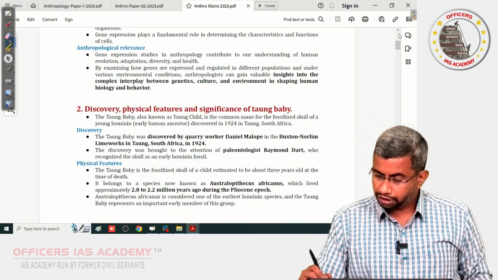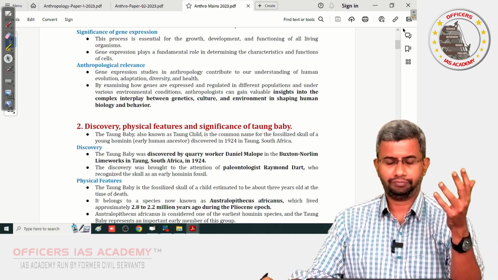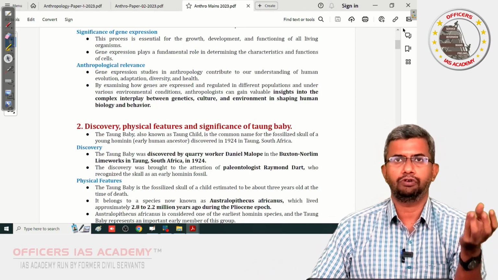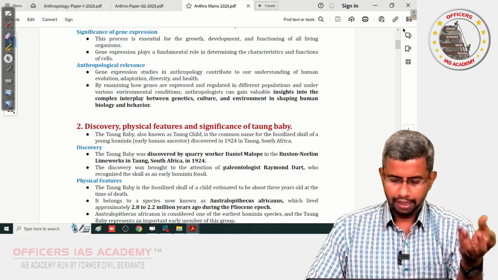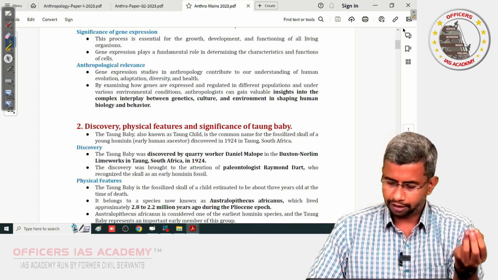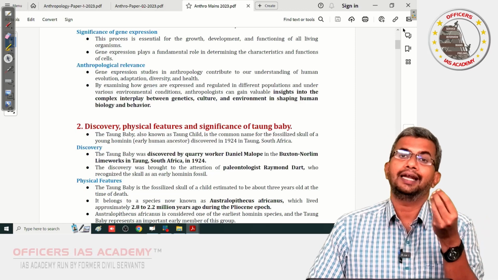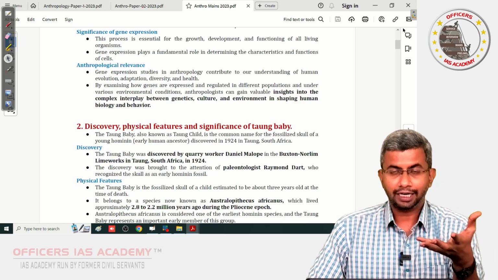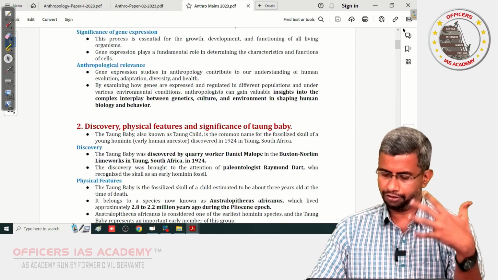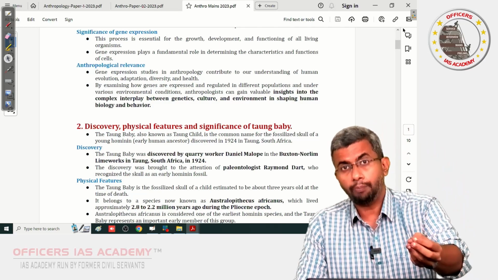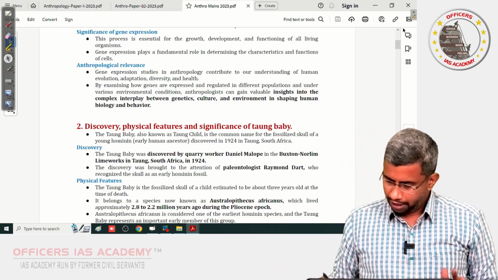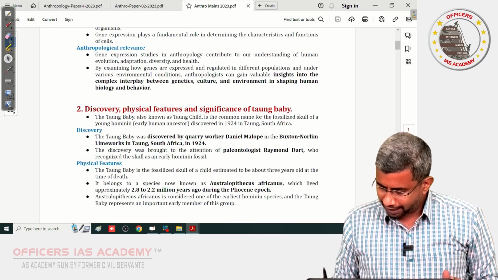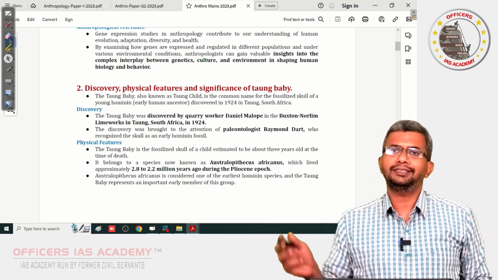So what is the significance of gene expression? It is essential for the growth, development and functioning of all living organisms. And it has a fundamental role in the characteristics and functions of all cells. And in anthropology, it helps in understanding human evolution, adaptation, etc., and gives insights into the complex interplay between genetics, culture and environment. Then Taung baby is actually the Australopithecus africanus.